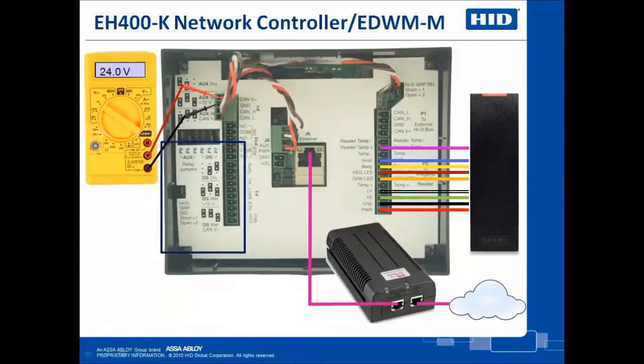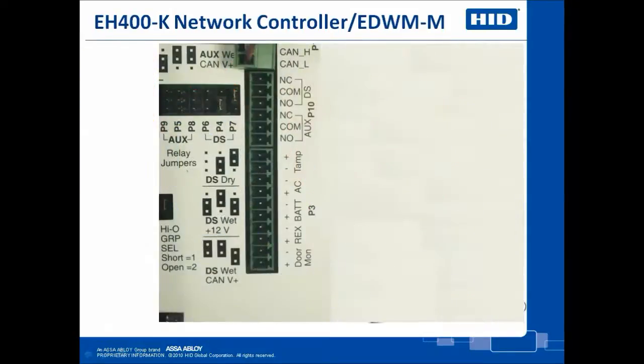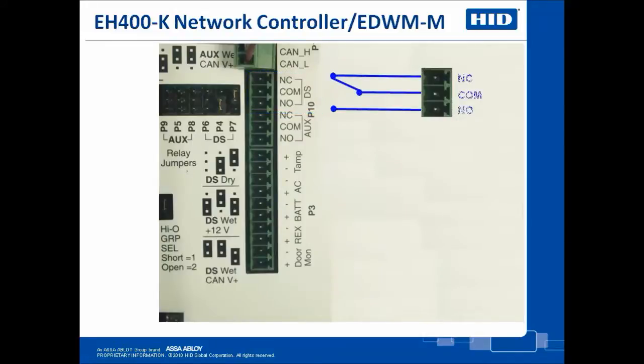Let's zoom into the lower left portion of the EH400K controller. The top three terminals are there for the unlocking device. They are labeled DS because the most popular unlocking device is a door strike. To display what is happening, I'm showing on the right the three DS connections. Anything displayed to the left of these connections is within the controller. Anything to the right would be connected external to the controller.